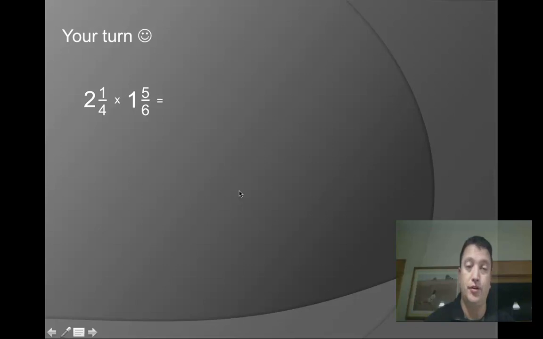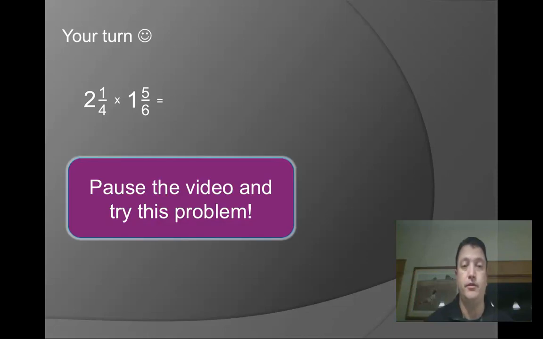All right, so now it's your turn. I want you to take these two mixed numbers and I want you to multiply them, carry them all the way through, and tell me what the new mixed number is going to be in this case. Okay, these are both mixed numbers, so you're going to have to turn these into improper fractions or fractions greater than 1. I'm going to have you pause, solve this, and then when you're ready you can press play again. So pause the video and try this problem now.